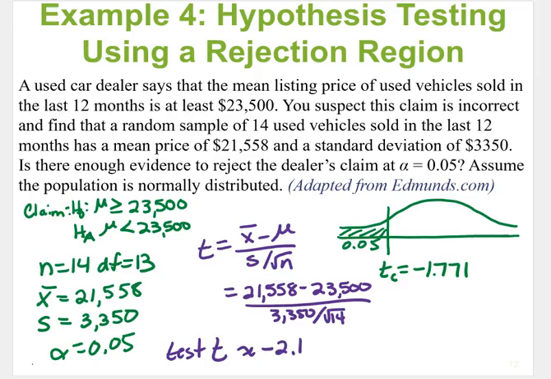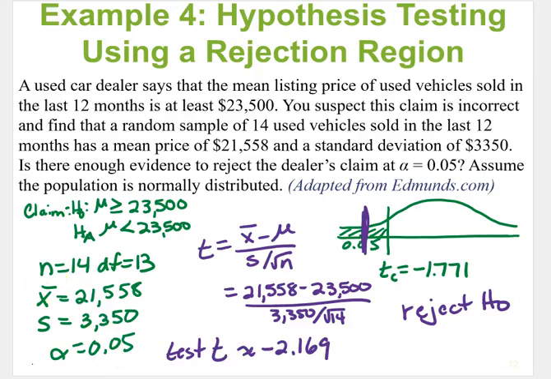I'm going to put that on my calculator, and I get my test t to be approximately negative 2.169. I can go 3 decimal places because the critical value is 3 decimal places. So notice that that will fall right there, in the rejection zone. That means we are going to reject the null hypothesis. So we are going to reject the null.